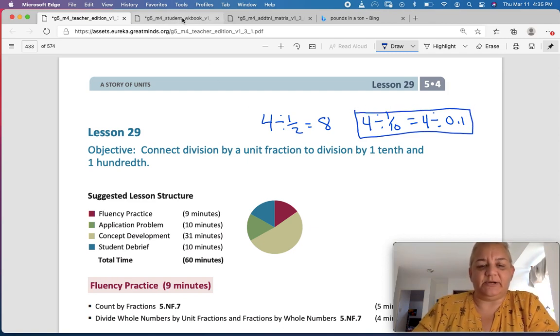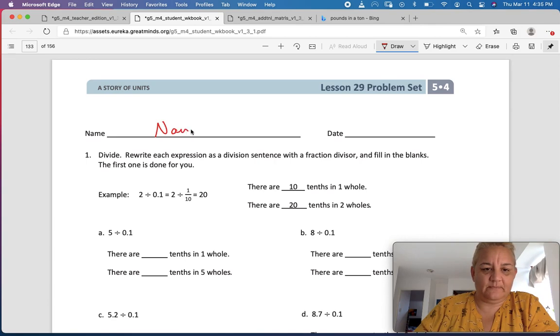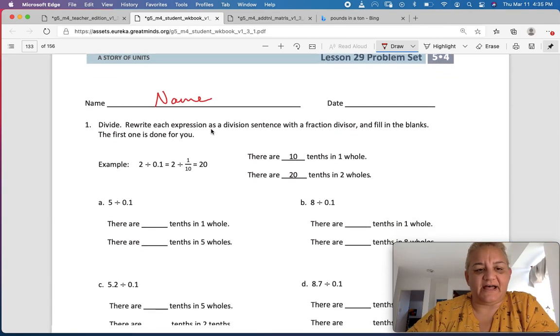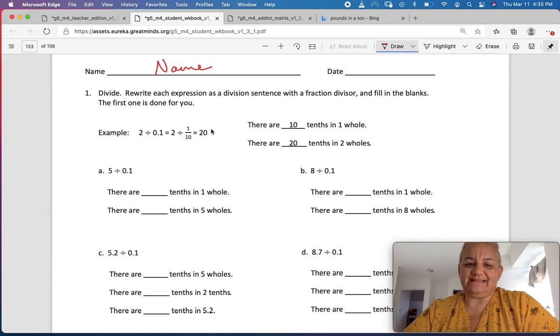So let's go to our Learn book and write your name on your page, please. Okay, divide. Rewrite each expression as a division sentence with a fraction divisor and fill in the blanks. The first one is done for you.